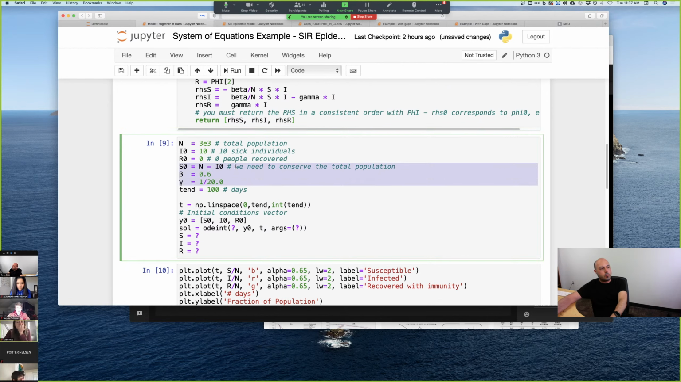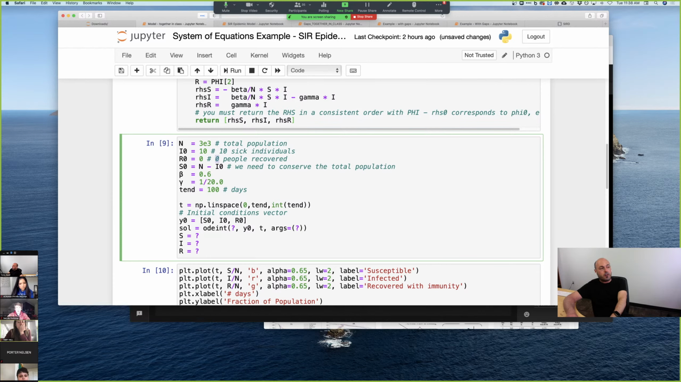Now I'm going to go and try to solve this. So I'm going to start with a population, let's say 3,000. And I need initial conditions. Initially, my number of infected people is going to be 10. So 10 sick individuals.